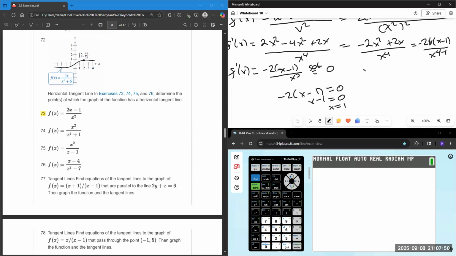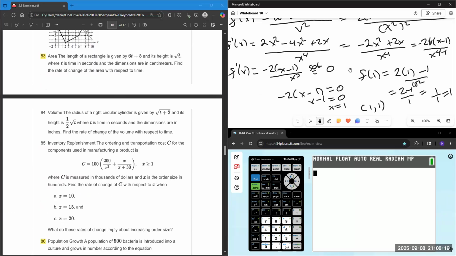If x equals 1, they want me to find the y coordinate with that and give the ordered pair. That's 2 times 1 minus 1 over 1 squared. 2 minus 1 over 1 squared, and 1 squared is 1. 1 over 1 is 1. So I have a point of horizontal tangency at 1, 1.